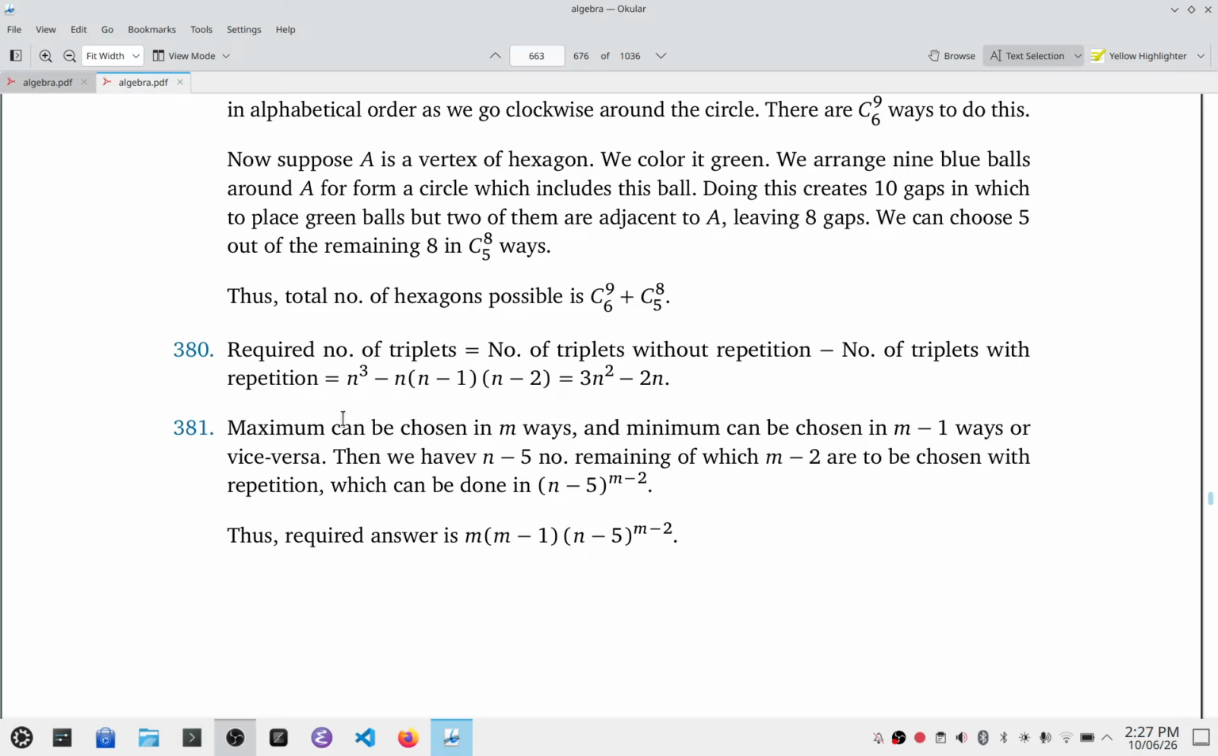So with this, we come to the end of 38th set of problem on permutation and combination.